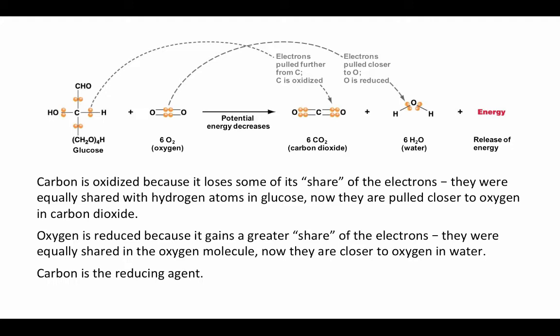The atom that is oxidized, we call the reducing agent. It's carbon that, when it combines with oxygen, allows oxygen to be reduced. So carbon is the reducing agent, and oxygen is the oxidizing agent. That's very easy to remember. Oxygen, being one of the most electronegative atoms, is the strongest oxidizing agent there is.